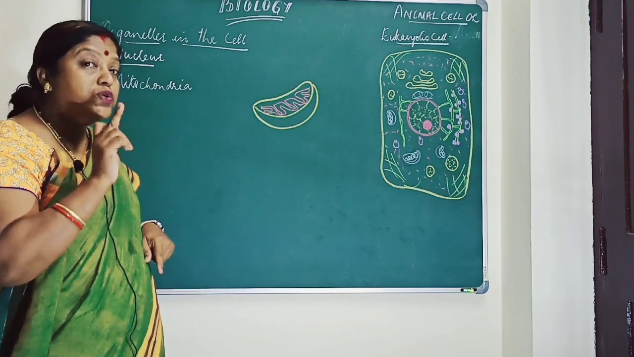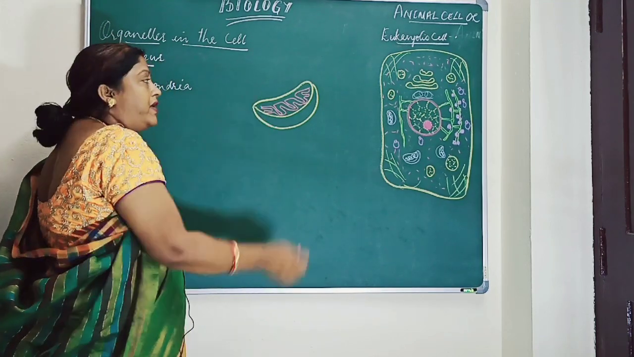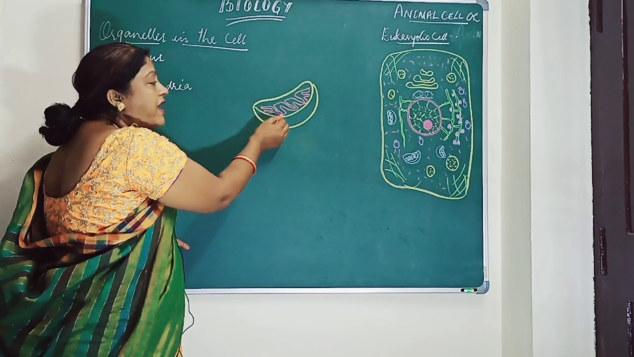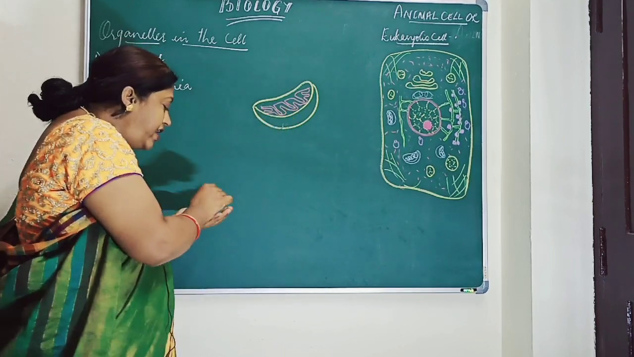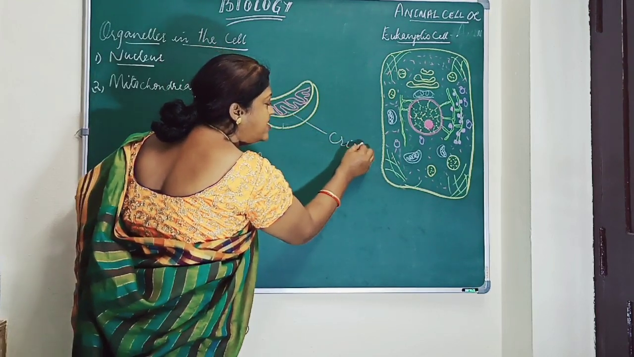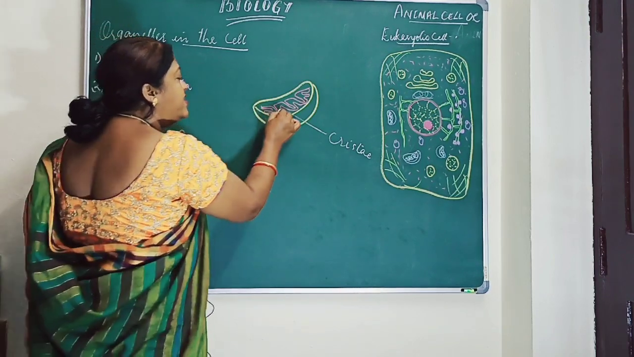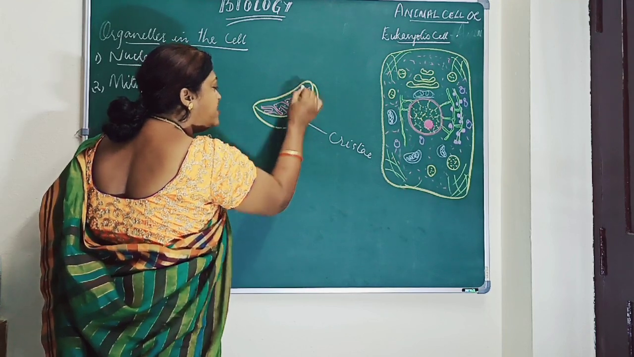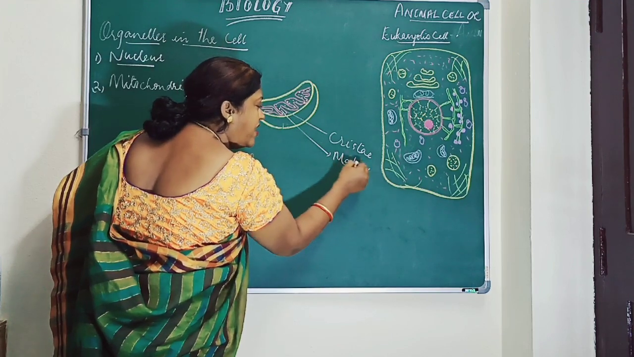Mitochondria is shoe shaped or tennis racket shaped, children, and there are two membranes. The outer membrane is porous and does not have any fold, and the inner membrane has finger-like projections. The finger-like projection is called cristae, and there is a colorless fluid inside the inner membrane, and this colorless fluid is called matrix.